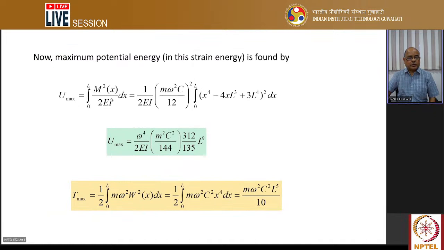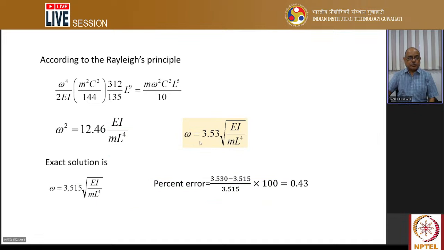Then after equating to the maximum kinetic energy, the result was improved, and the result was actually 3.53 here, root over EI by ml to the power 4. And the actual value is 3.515. So here the error you can see is 0.43. So this is a very good modification by Grammar. Although for the mode shape function there is no increase of terms, by avoiding the derivative process, it improves the natural frequency estimate.